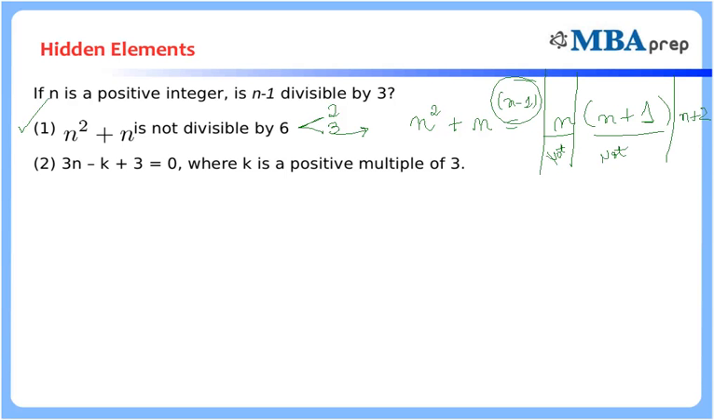The second one, 3n minus k plus 3 equals 0, where k is a positive multiple of 3. So I'm going to write it like this. I always like to write like this. Now what do I get with this? I can divide everything by 3.